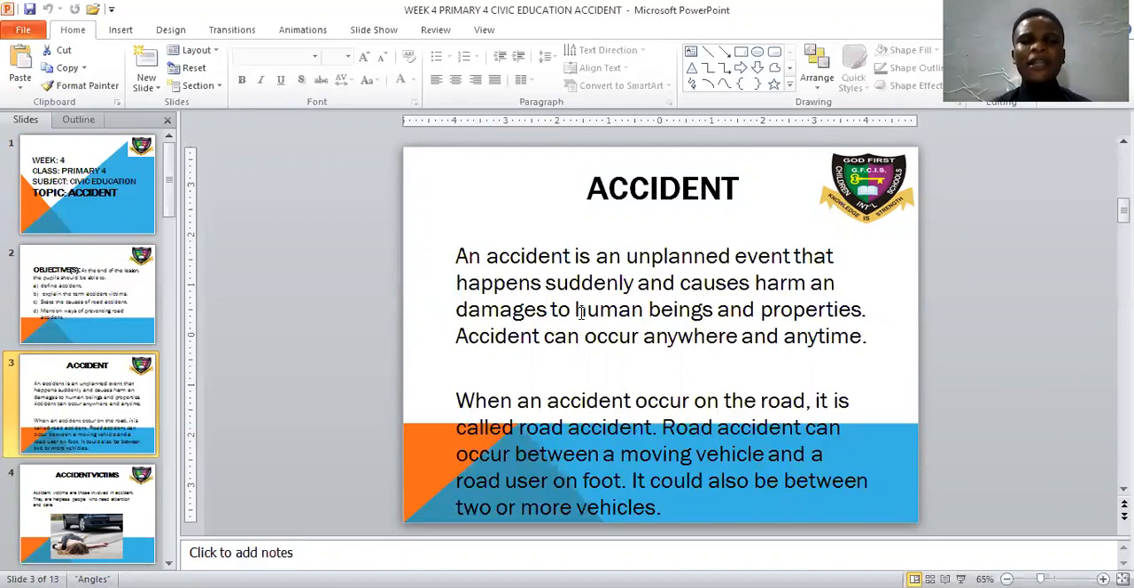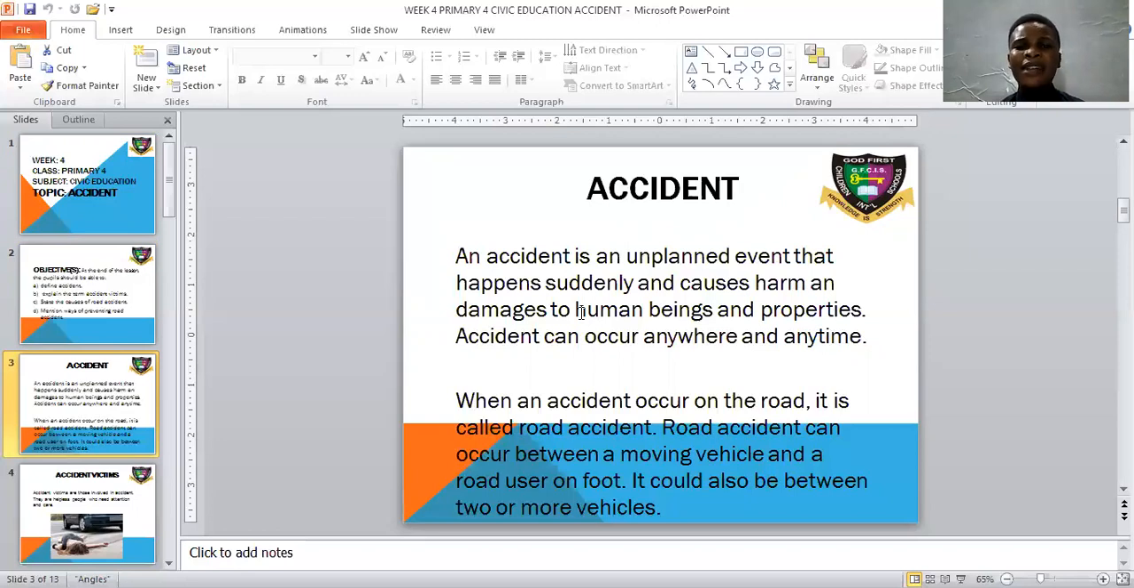Now, looking at that definition, the definition is telling us here that an accident is an unplanned event. You don't plan for an accident. Those accidents you've witnessed by the roadside were never planned. Those victims never planned for it. You cannot leave your house and pray to God for you to be involved in an accident. It is not possible. Everyone wants to be safe. You all want to travel safely and come back safely, isn't it?